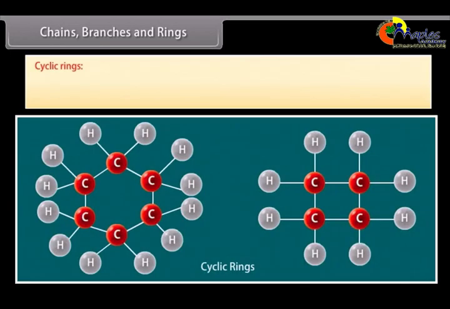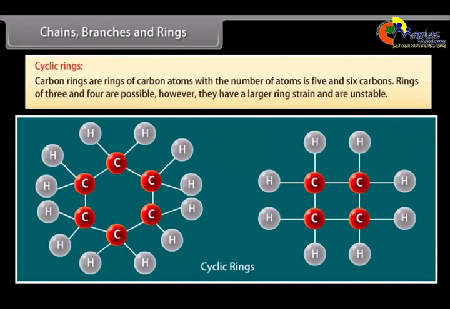Cyclic rings. Carbon rings are rings of carbon atoms. The number of atoms to form a ring is commonly 5 and 6 carbons. Rings of 3 and 4 are possible, however, they have a larger ring strain and are unstable.